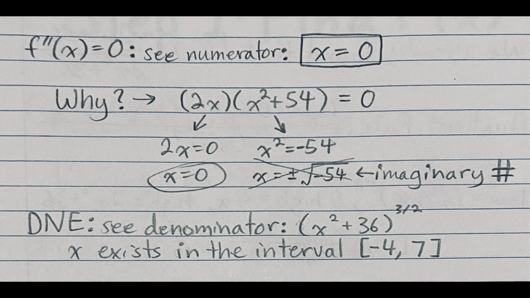We should also remember to check the denominator to make sure that there's no x values that don't exist on the interval -4 to 7. So we can already tell, just by looking at this expression, that whatever number you plug in there is always going to bring a positive result. So I can confidently say that x always exists in this interval. So the only real inflection point that I found was x equals 0.